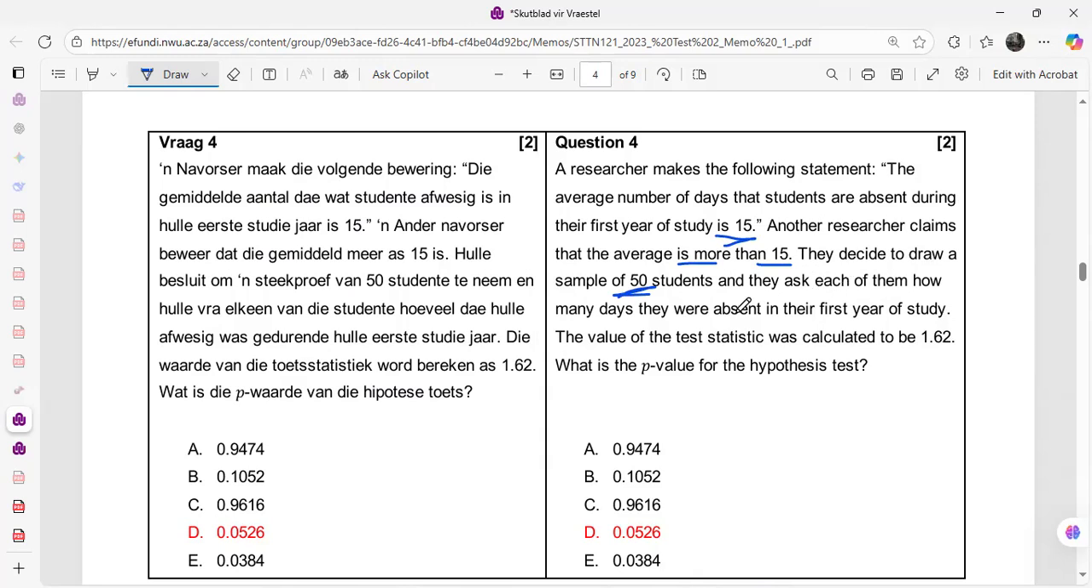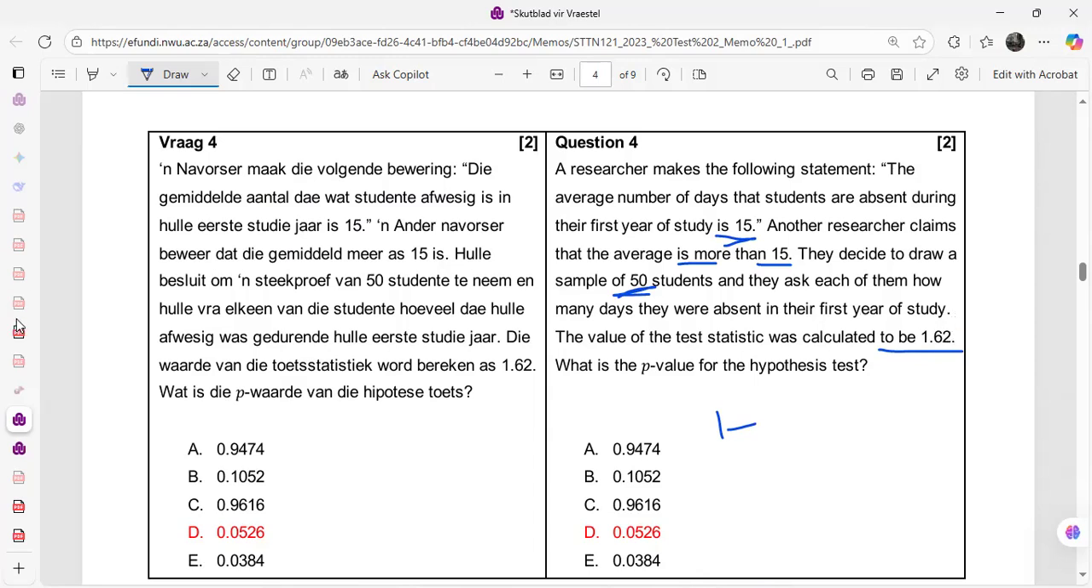They ask each of them how many days they were absent in their first year of study. The value of the test statistic was calculated to be 1.62. Already we are given the value of the test statistic, 1.62. We want the probability, so 1 minus, because they said more than, minus the probability. The test statistic is 1.62. The last digit is 2, we divide it by 100, 0.02.